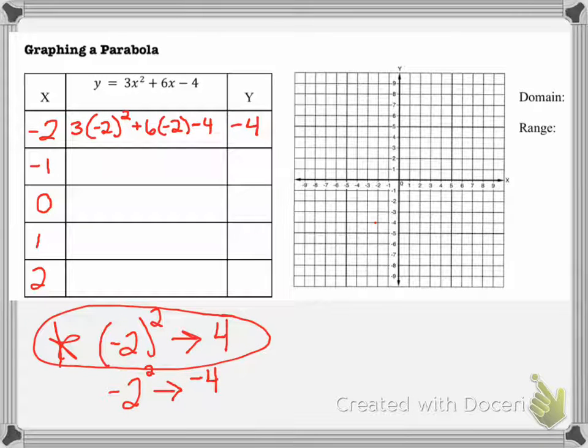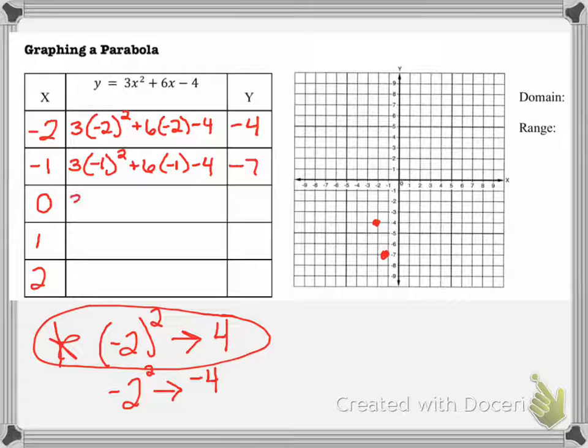So on my graph, that would be my first point, -2, -4, and then I'll put in -1. So it is kind of time-consuming, a little tedious, but it is feasible. So there I've plugged in -1, and out will come -7. And so then I go to -1, -7.